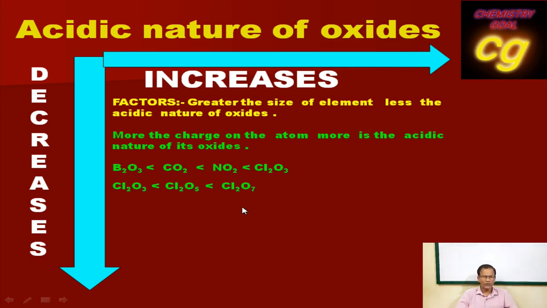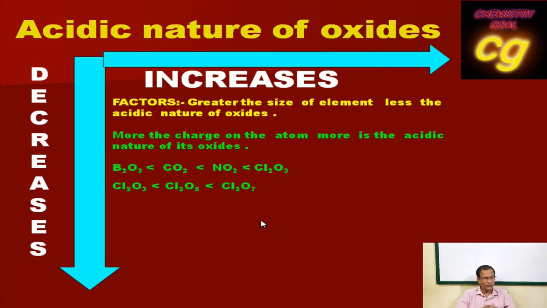For example, with the same element chlorine: Cl2O3, Cl2O5, Cl2O7. Here it is the same chlorine atom, but what is the difference? The first chlorine carries +3 charge, the second +5, and the third +7. As the positive charge increases, as we already discussed in the factors, acidic character will be more.